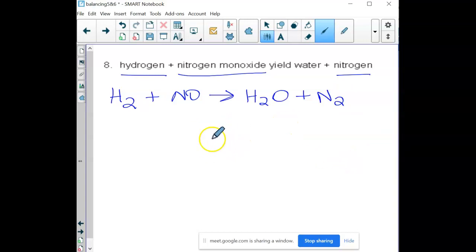And we're going to balance it. I'm just going to go ahead and balance it with you. So nitrogens first is what I would suggest. We have 1 on the left, 2 on the right, so I'm going to put a 2 in front of NO to get 2 nitrogens on each side. Then I'm going to look at hydrogen. Hydrogen's 2 to 2, but oxygen is 2 to 1. So I have to fix my oxygens by putting a 2 in front of water. So now my oxygens are good, but I just messed up my hydrogens. I need 4 hydrogens on the left, so I'm going to put a 2 out in front of the hydrogen. So this is balanced with a 2, 2, 2, 1.